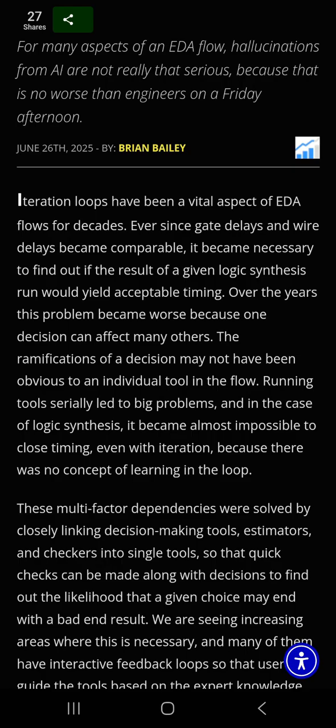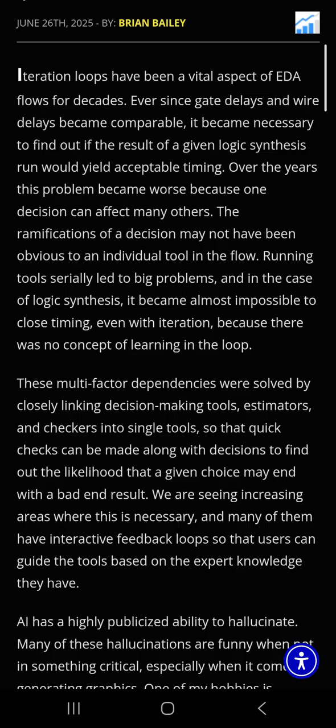Over the years, these problems became worse. It's because one decision can affect many others. The ramifications of the decision may not have been obvious to the individual tools in the flow. Running tools in series led to big problems, and in the case of logic synthesis, it became almost impossible to close timing, even with iteration, because there was no concept of learning in the loop.